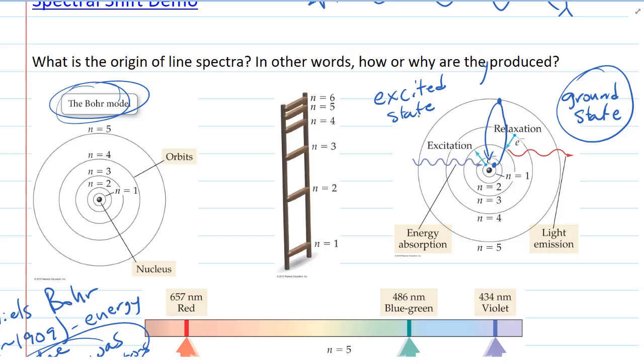When they are not in the ground state, that means that they are in some state of higher potential energy. We refer to that as an excited state.